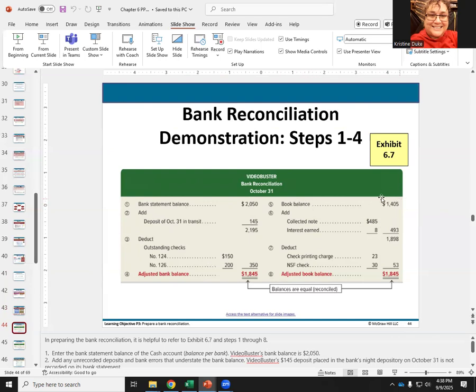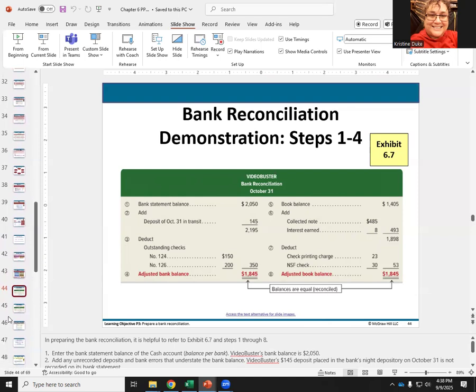Now the book side. There's the book ending balance. I'm going to add the collected note plus the interest earned, and then I'm going to subtract the NSF and the check printing. And I'm going to end up with the same amount. They have to balance. If they don't, you've done something wrong, and you need to go back and double check.